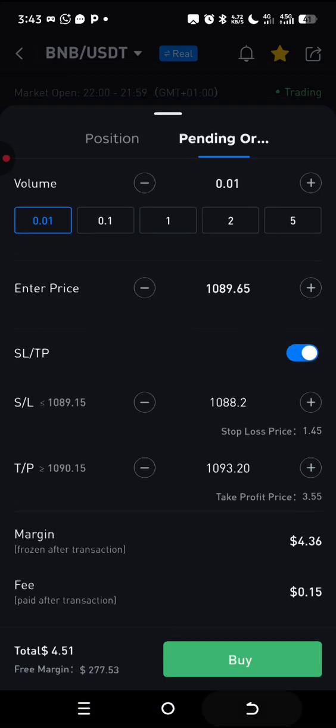So I've programmed it that it should buy when BNB dips to 1089.65, it should buy for me and sell for me once it hits 1093.20, making a profit of $3.55. Or if the market goes against me, close the market at 1088.20. So I click on buy.